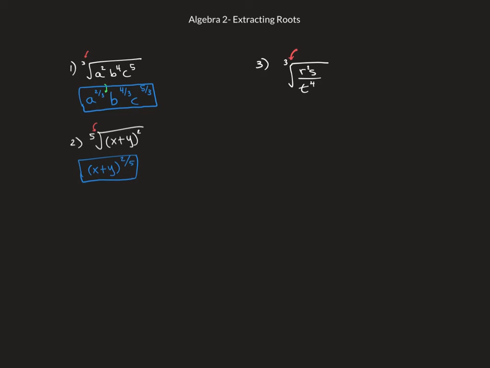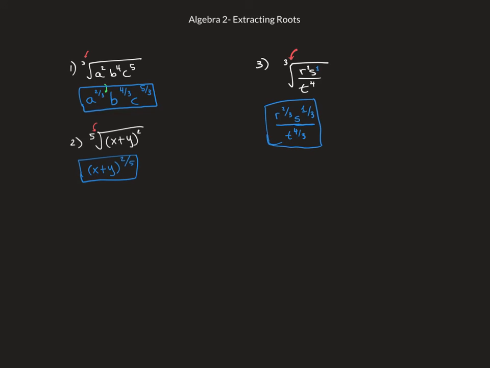So that means we will get r to the power of 2 by 3, and then s. And s is technically s to the power of 1, so it would be s to the power of 1 by 3, divided by t, and then our exponent is 4, so 4 by 3. So this would be the final answer.